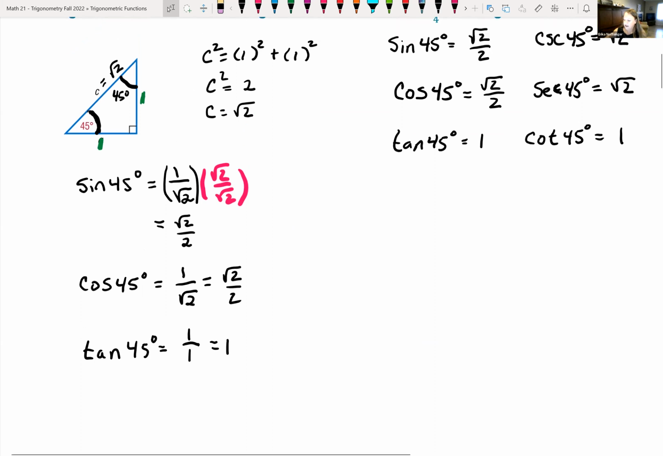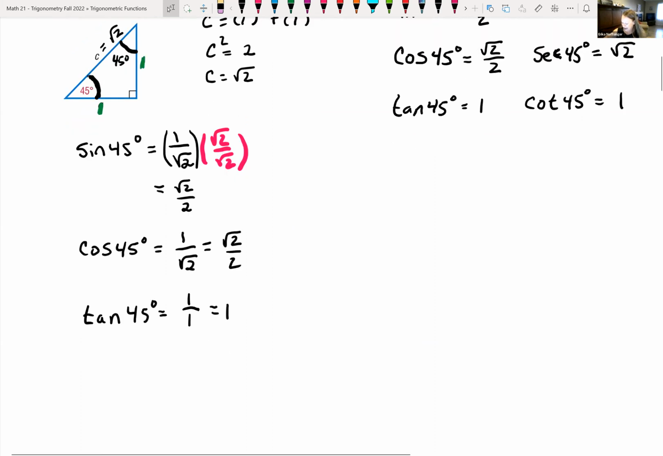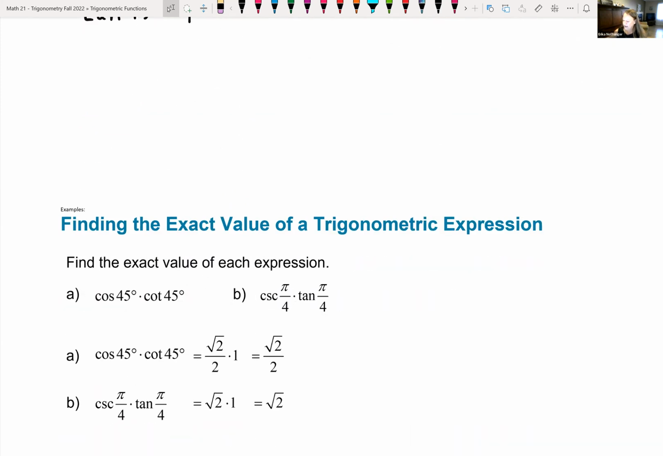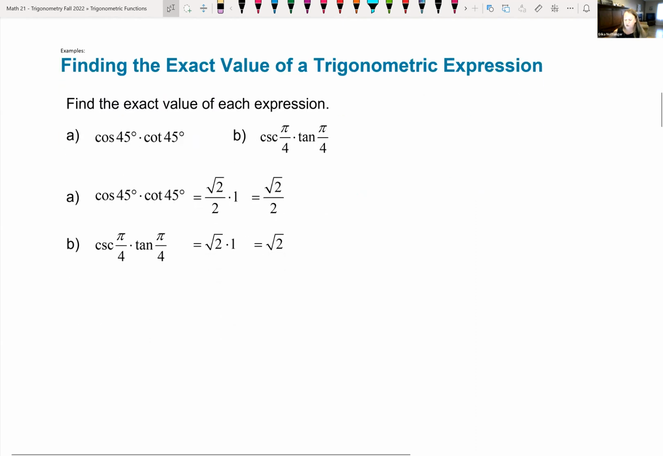Actually, before we do that, I guess I have some problems down below, so let's try those first. So looking at this, finding the exact values of the trigonometric expression, and we just learned what these values were at 45 degrees, and equivalent to the radian of 45 degrees is pi fourths. Let's find the exact value of each of these expressions given before us.